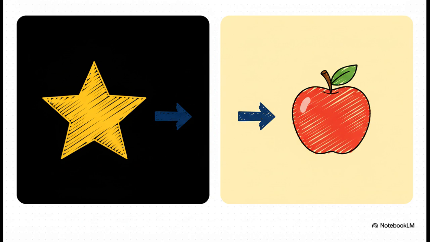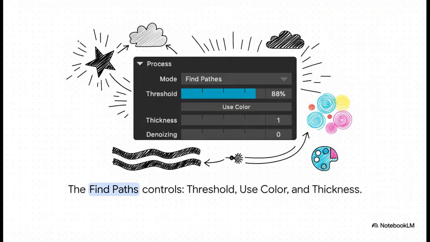On the other hand, Find Contours uses edge detection, which makes it awesome for turning pretty much any video or image into laser outlines, all in real time. So if you're using Find Paths, these are your main controls.